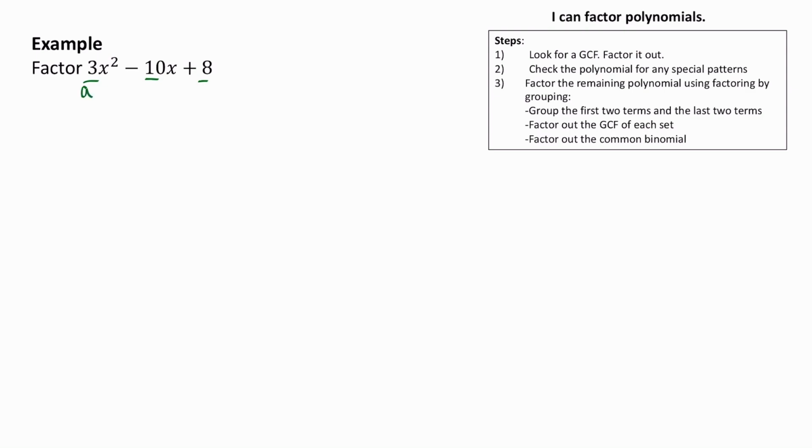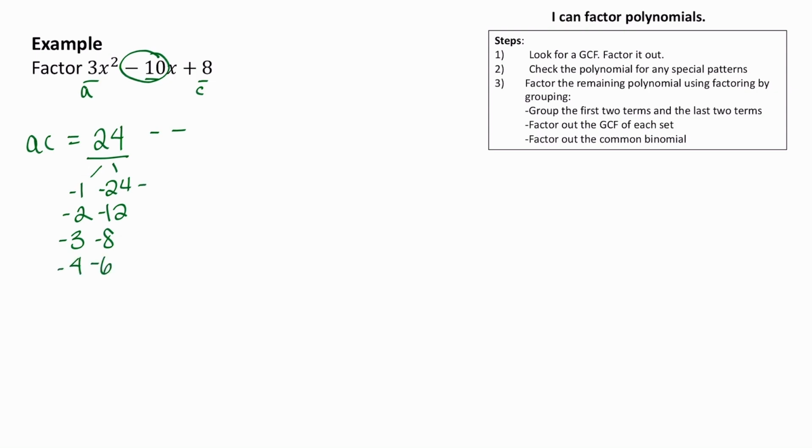So remember, this is A and this is C. So A times C gives me positive 24. So since I have a positive number, I either have two positive factors or two negative factors. Well, my B term is negative, so I'm going to have two negative factors. So let's list out the factors of 24 and make all the values negative. So we have 1 and 24, 2 and 12, 3 and 8, and 4 and 6.